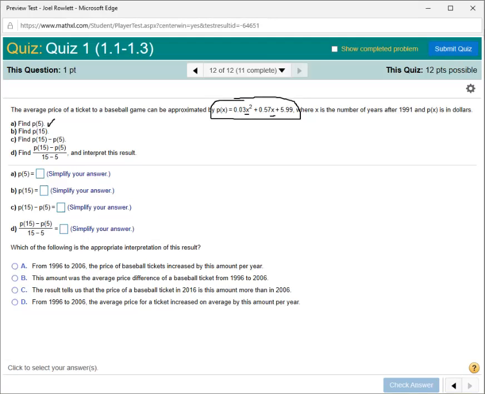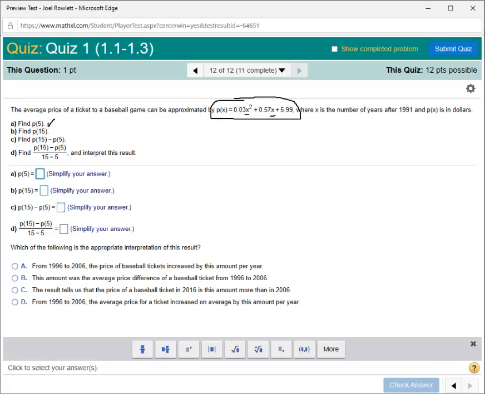That's going to be 0.03 times 5 squared, which is 25. Then I will add to that 0.57 times 5. And then I'll add 5.99. I got 9.58. So let me put that in there. I'm sorry, 9.59. I wasn't paying attention. Okay, 9.59.